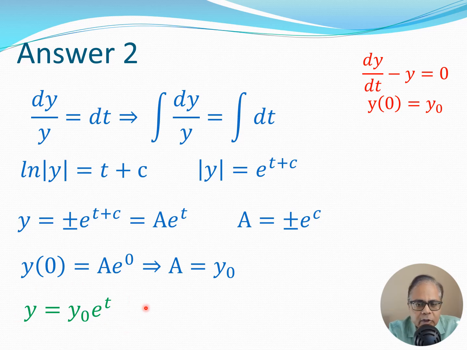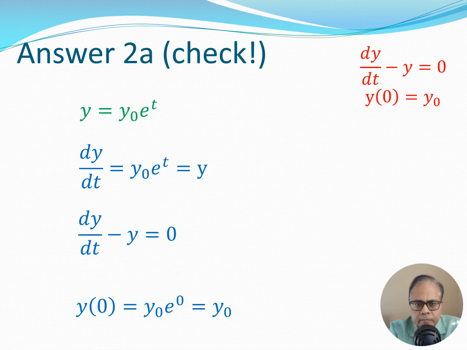Very simple solution, and you can see why exponential functions are so important, because this simple growth model which is there in differential equations, the solution comes out as an exponential, and of course there is the initial condition which controls this particular phenomena. So let's just check it. It's a very simple exercise. We simply differentiate this function. You immediately get y0 e^t, which is simply y. So the differential equation is satisfied.